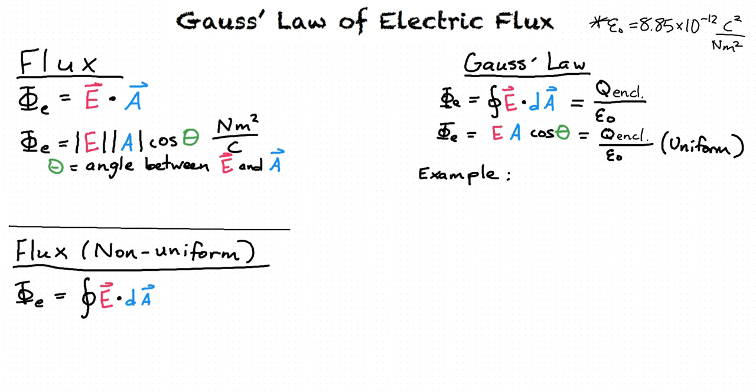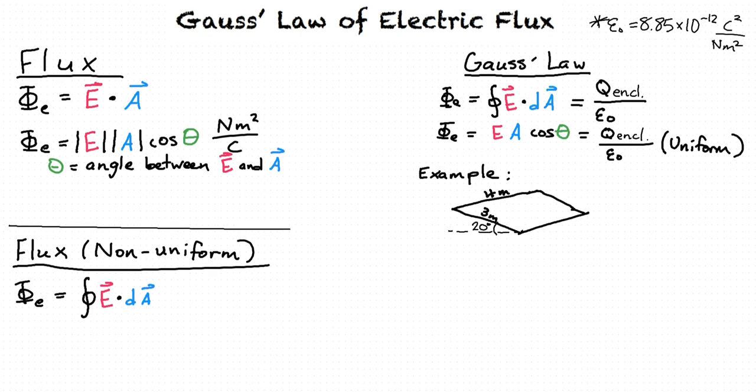Let's say we have a 3 meter by 4 meter rectangle tilted up 20 degrees, with a known electric field E of 50 newtons per coulomb going straight into it. What is the electric flux into the rectangle? If the rectangle is tilted 20 degrees, and we say the area points directly out of the rectangle, then the angle between the electric field and the area is 70 degrees.